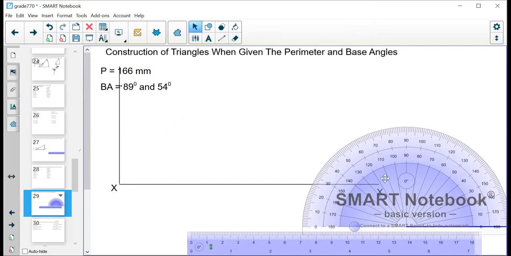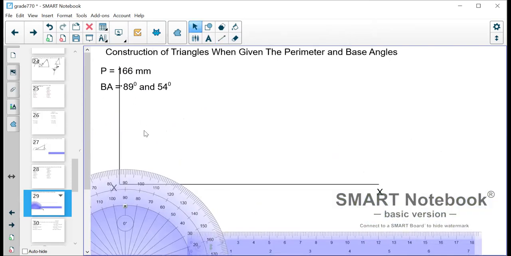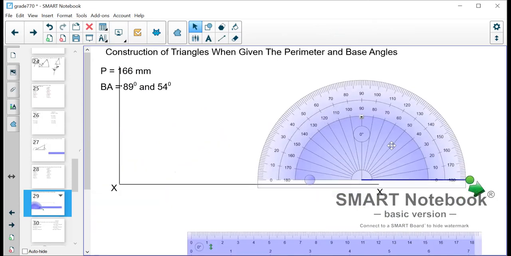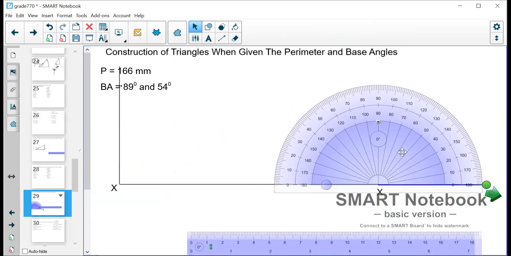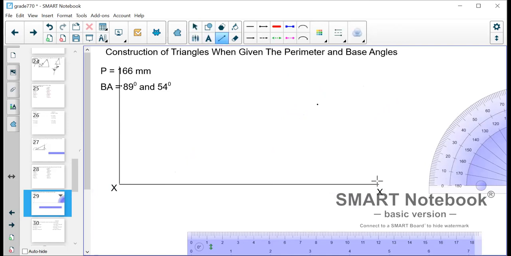Good. So for this next one, I find 54. I would go here and find 54 degrees. So I find 50, I find 55, and we know 54 is right next to 55. So I mark that and I draw my line straight through that point.